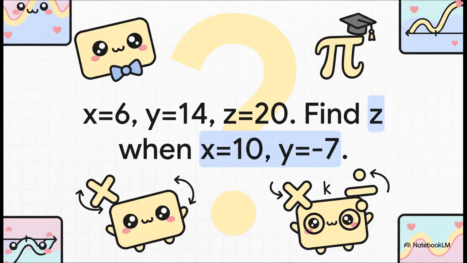All right, here we go. The final challenge to put all your new skills to the test. Just remember the process. Translate the words into an equation. Use that first set of numbers to find k, and then use k to solve for the missing z.